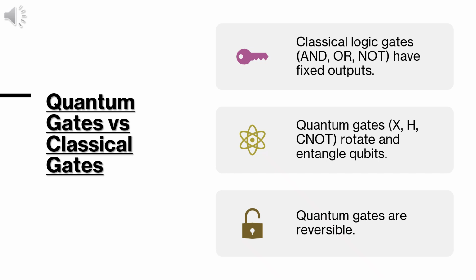In classical computers, we use logic gates like AND, OR, and NOT. They take fixed inputs and produce fixed outputs. Quantum gates are different. They're reversible and often involve rotating qubits to change their probability. For example, the Hadamard gate, or H gate, puts a qubit into superposition. The CNOT gate entangles two qubits. These gates are used to build complex quantum circuits.